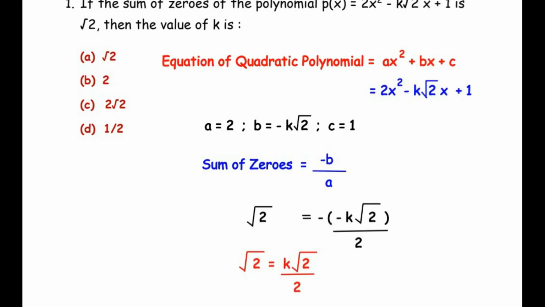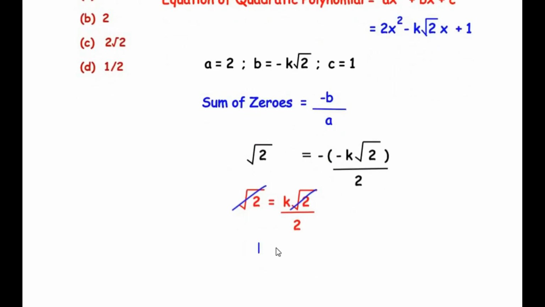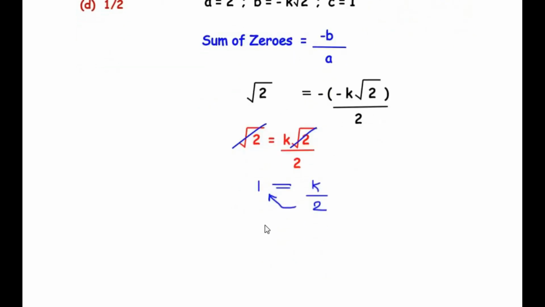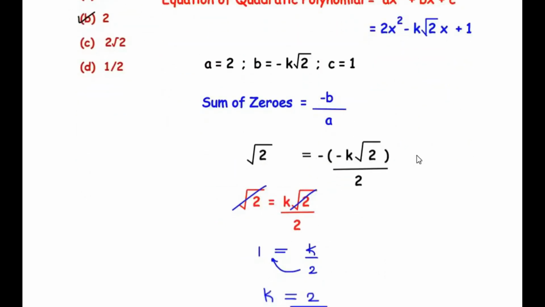Now let us further simplify this. Root 2 and root 2 from both the sides cancel. So we are left with 1 on the left hand side is equal to k over 2. Now simply we have to take 2 to the other side of the equal to sign. So 2 multiplies with 1 and we get the value of k as 2. So this is the value of k we have got for the given polynomial. Now let us check if it is in the options above. So the value of k is going to be 2. That is option B. Now let us move on to the second question.